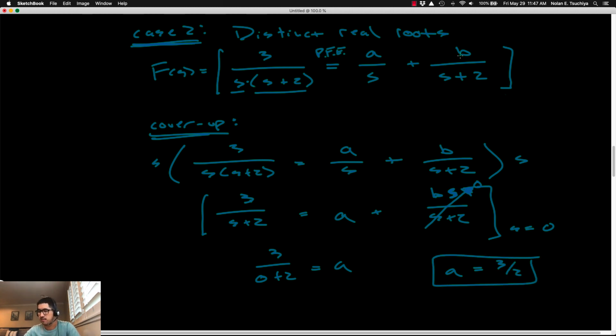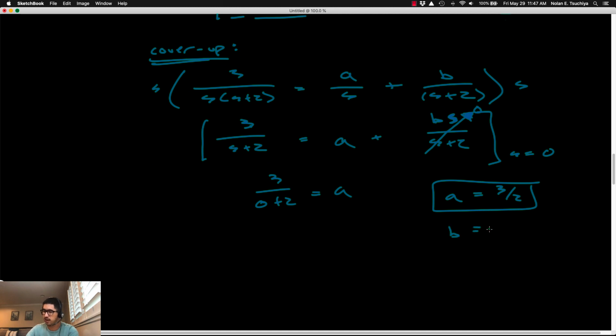To find b, you do the exact same thing except you isolate b. You multiply both sides of the equation not by s, but by s plus 2. And then you evaluate not at s equals 0, but at s equals negative 2. And you will see that that allows you to isolate the variable b. And once you isolate the variable b, you just evaluate to see that it becomes minus 3 over 2.